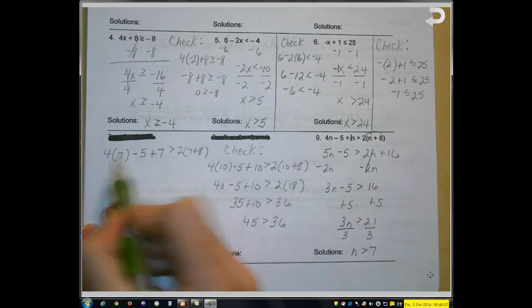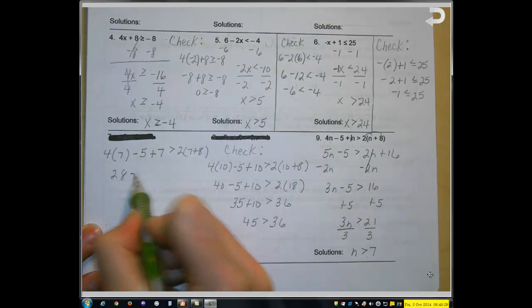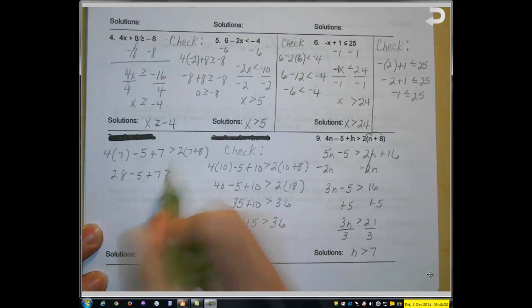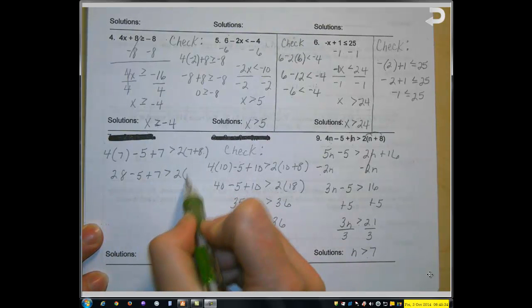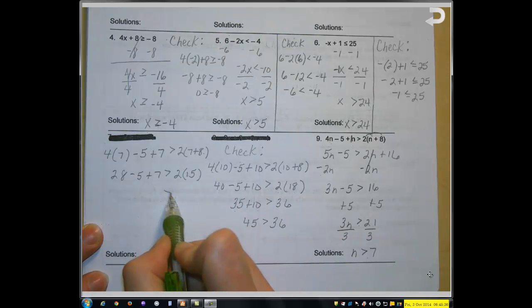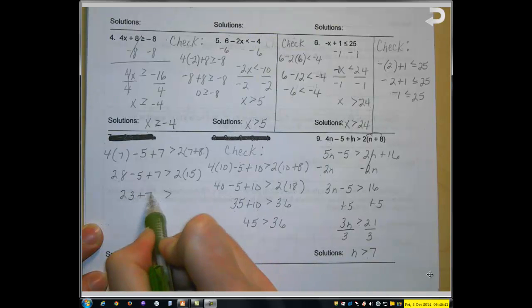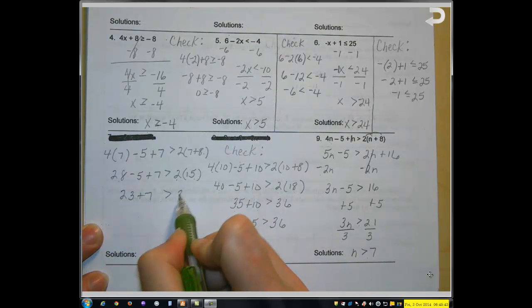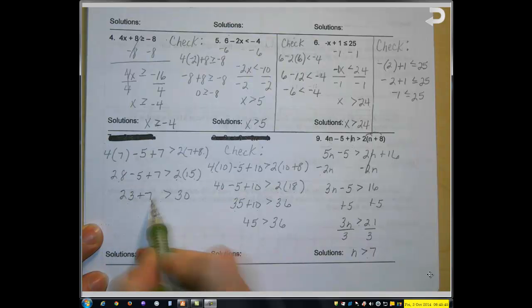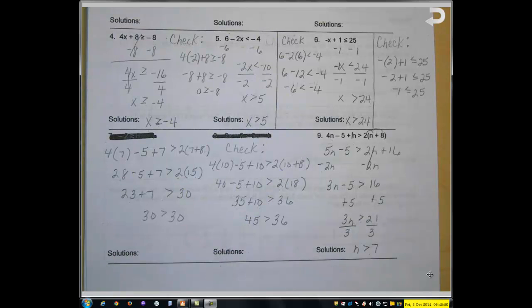Order of operations, 4 times 7, 28. 7 plus 8, 15. 28 minus 5, 23. 2 times 15, 30. 23 plus 7, 30. So now we get the same number on both sides. When we were solving equations, that meant it was true. But let's read what this says. 30 is greater than 30.